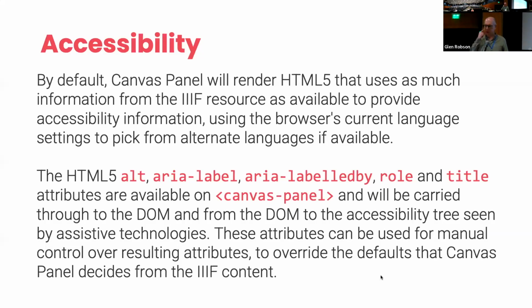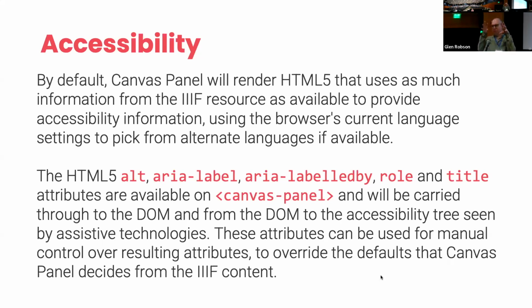What about accessibility? What Canvas Panel is useful for is it will make use of things like labels and other text in the IIIF and expose that as labels and other accessibility elements. But it also makes available all the alt and ARIA label by role and title attributes.